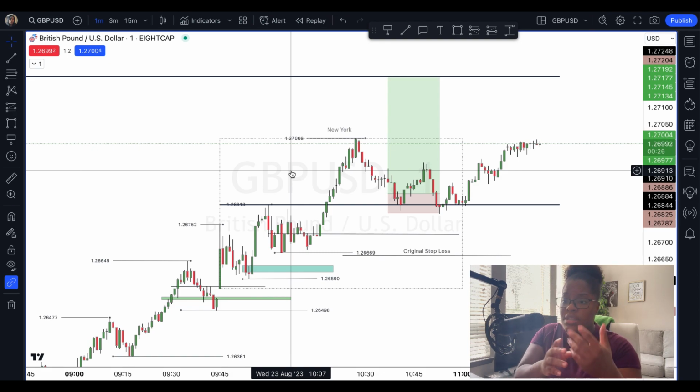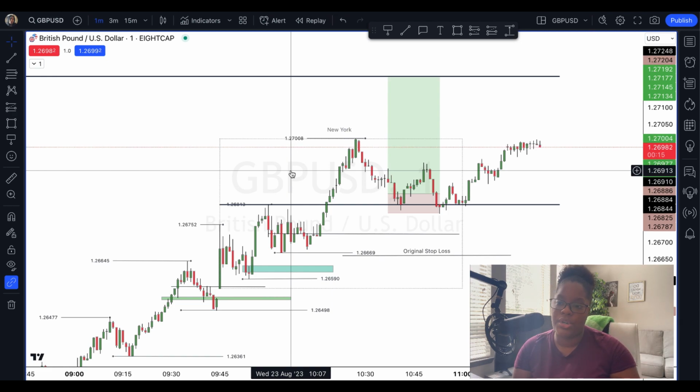Okay, this is an example of me conquering my mindset. I could have let fear in and said, I'm not going to go back in the trade. I'm not going to trade it today, but I didn't. You got to have courage to go and stick with it, right?